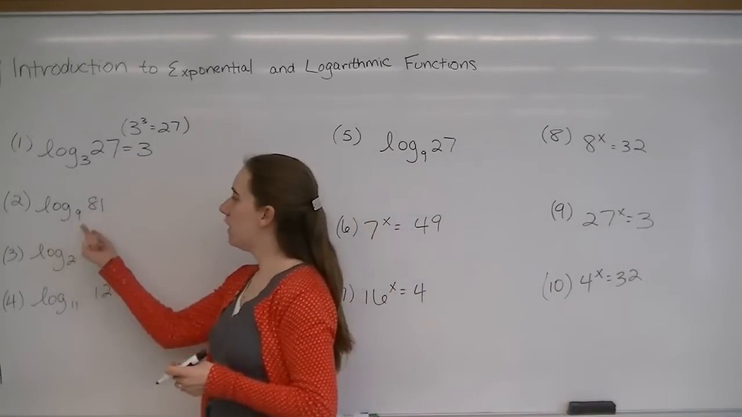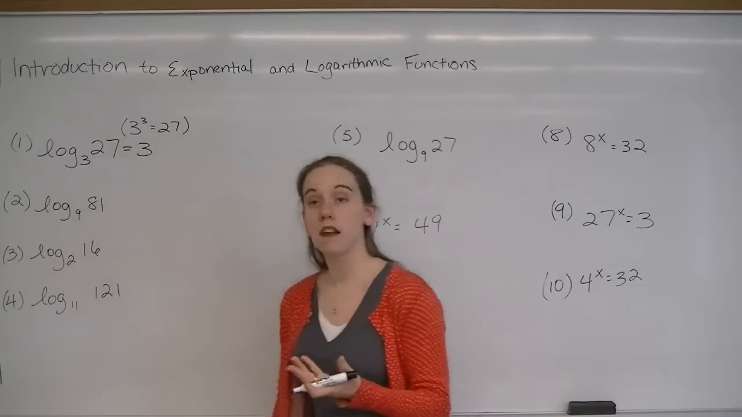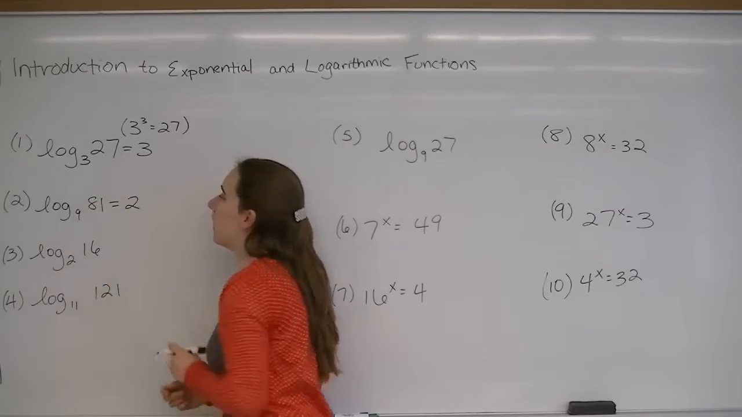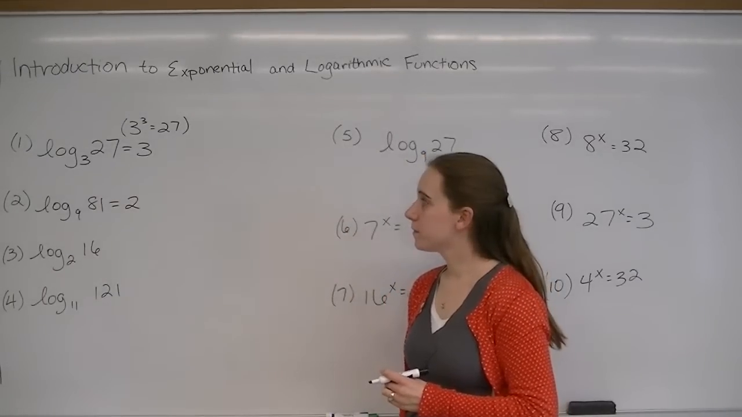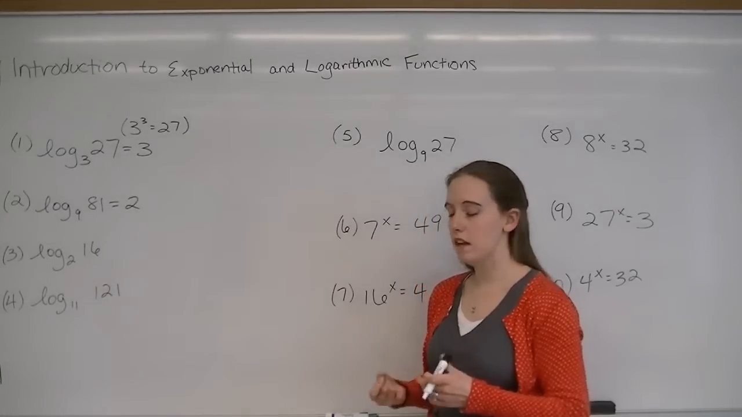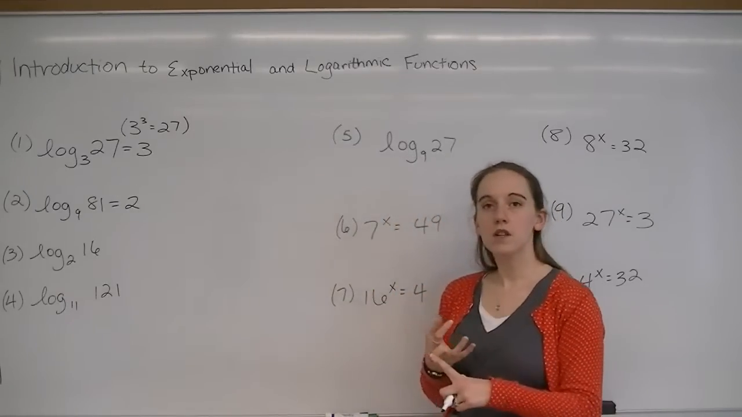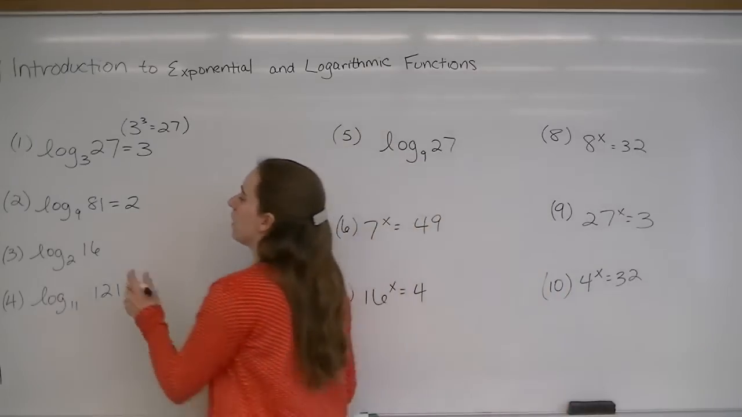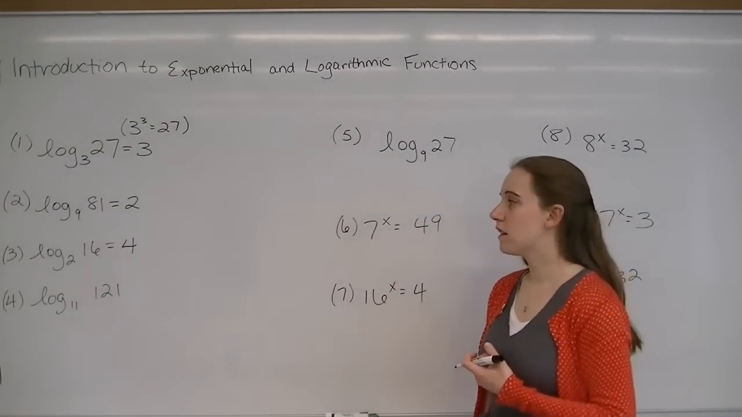If we think about this one, powers of 9: 9 to the first is 9, 9 squared is 81. So this is 9 squared. So the answer to our question is that 2 is the power of 9 that gives us 81. So that's our answer. Let's look at this third one, log base 2 of 16. If we think about powers of 2, 2 to the first is 2, 2 squared is 4, 2 cubed is 8, 2 to the fourth, if I double that again, would be 16. So our answer is 4. That's the power of 2 that gives us 16.